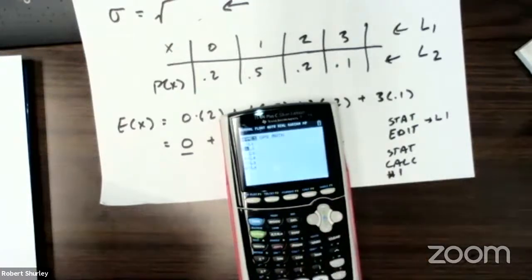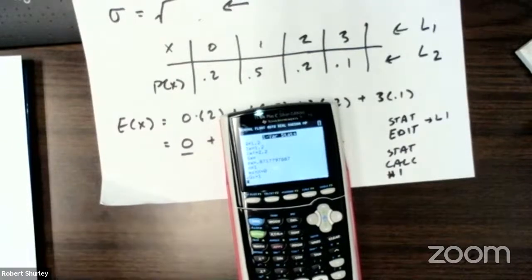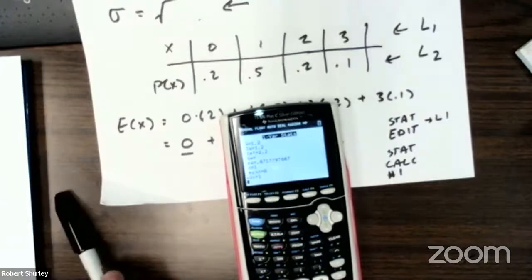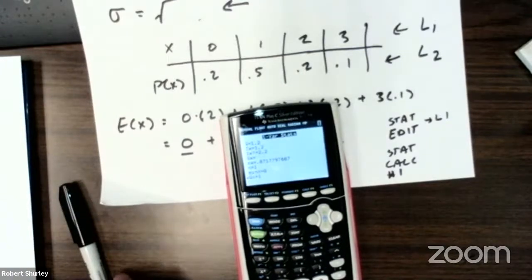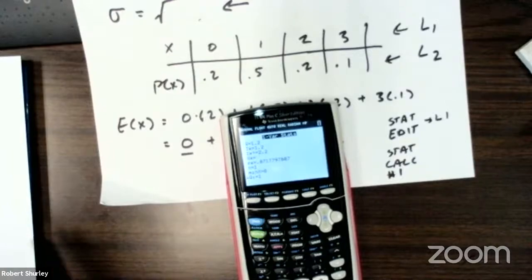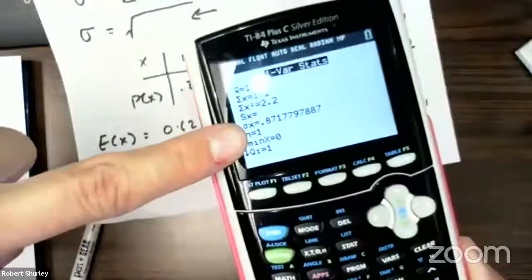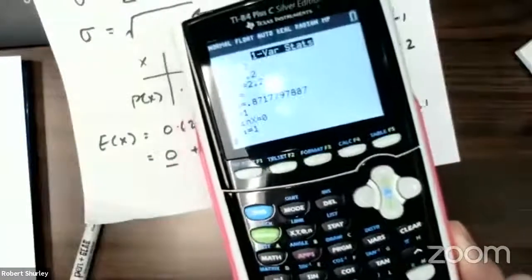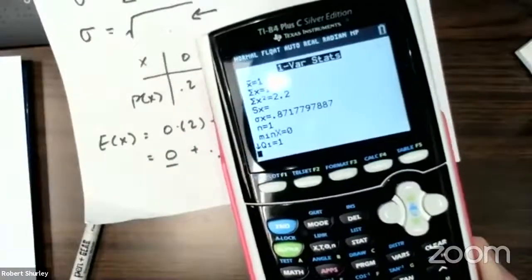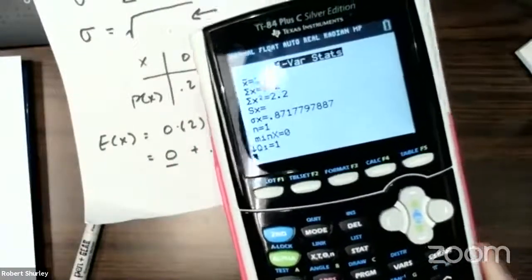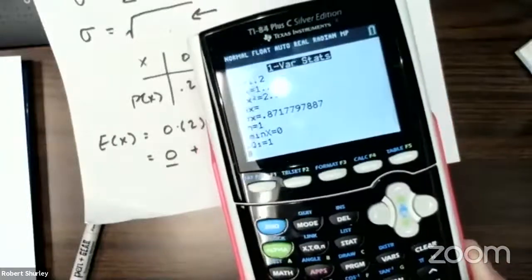Stat, L2. No way, that's cool. Okay, it did do it. Sweet. And notice there it gives us the sigma. See that the sigma x is 0.87177. That is our standard deviation for this discrete probability.